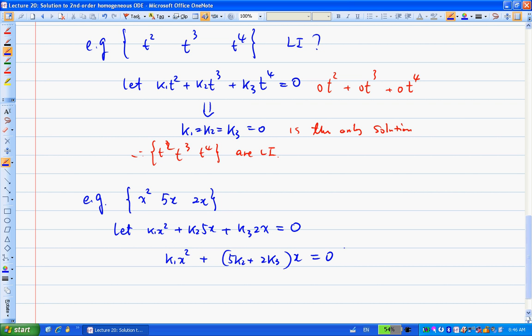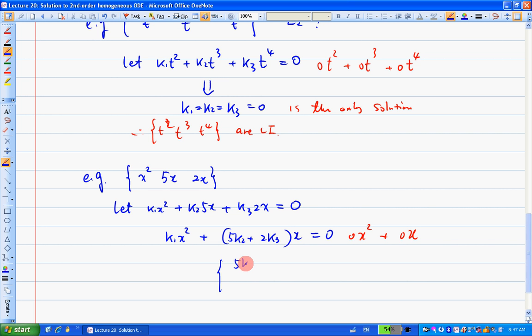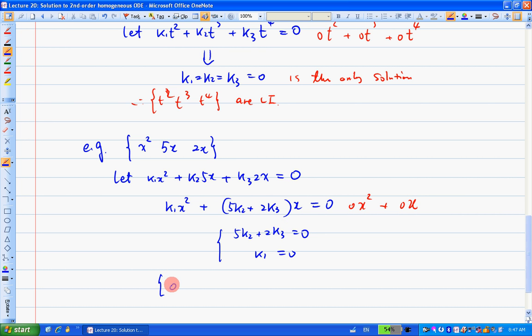So this equal to 0 means the coefficients k1 and 5k2 plus 2k3 are 0. It's like on this side there's a 0x squared plus 0x. So I have two equations now, two equations and three unknowns. The second one naturally makes k1 equal to 0, but the first one, 5k2 plus 2k3 equal to 0, means how many solutions do we have for k1, k2 and k3? Infinite. The solution is going to be 0, and then something here and something here for k1, k2, k3.